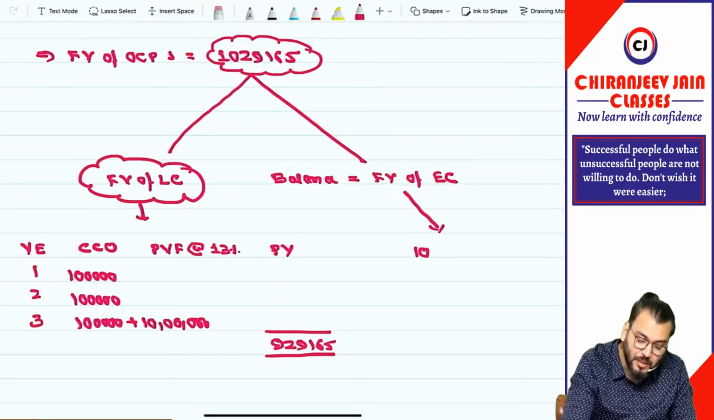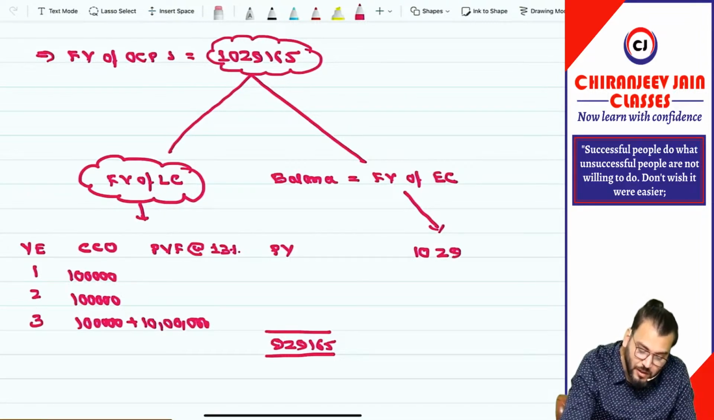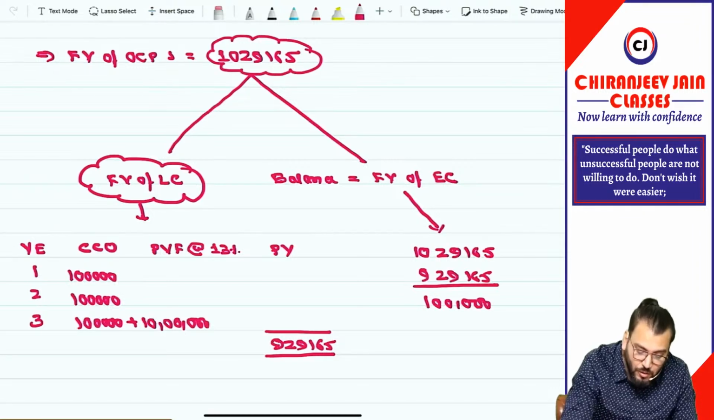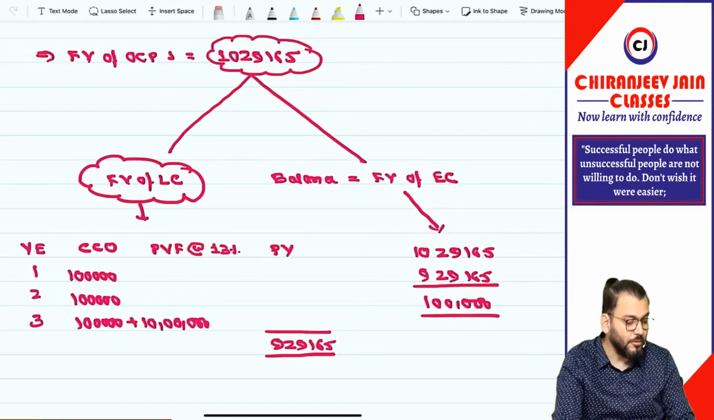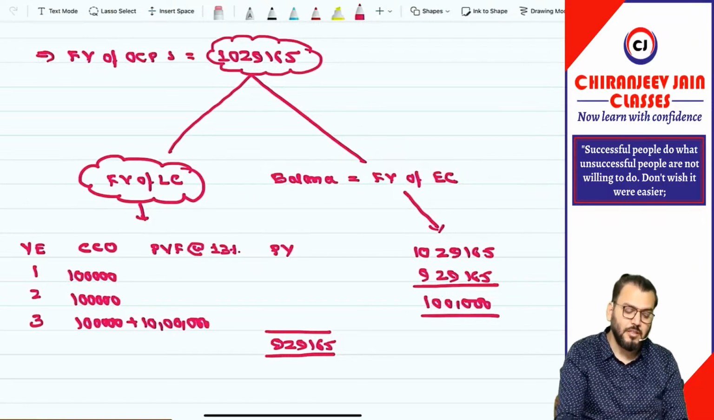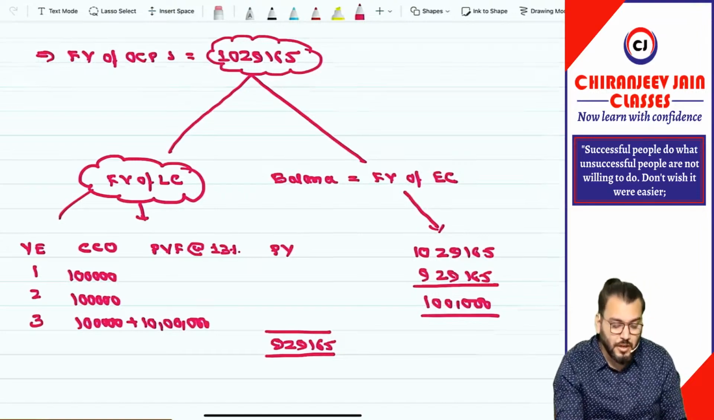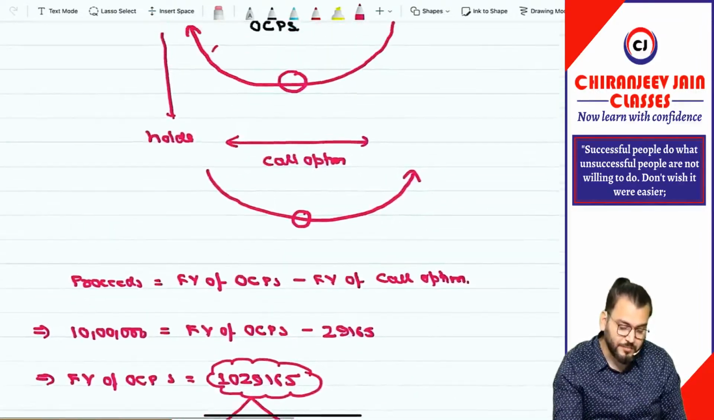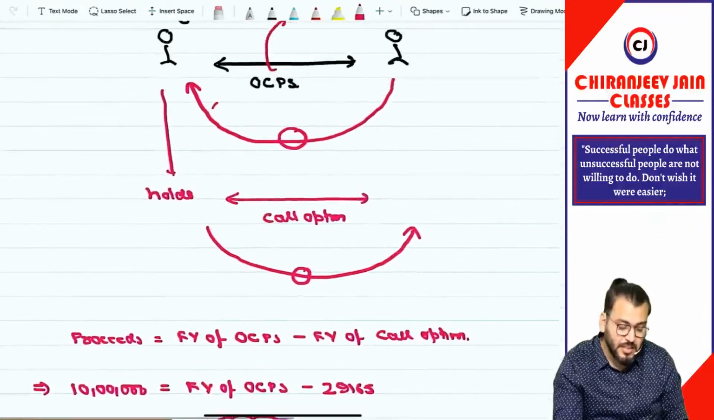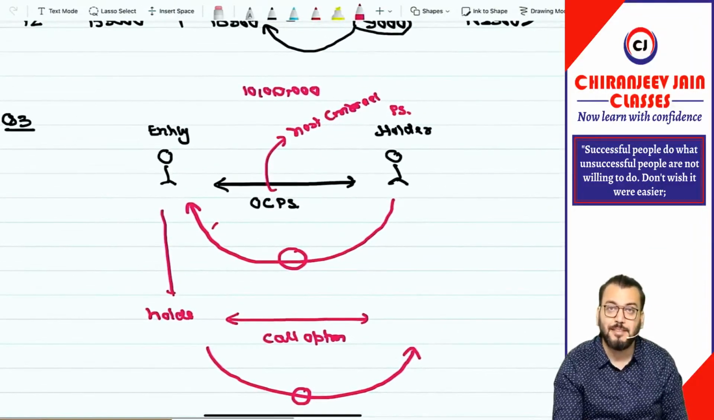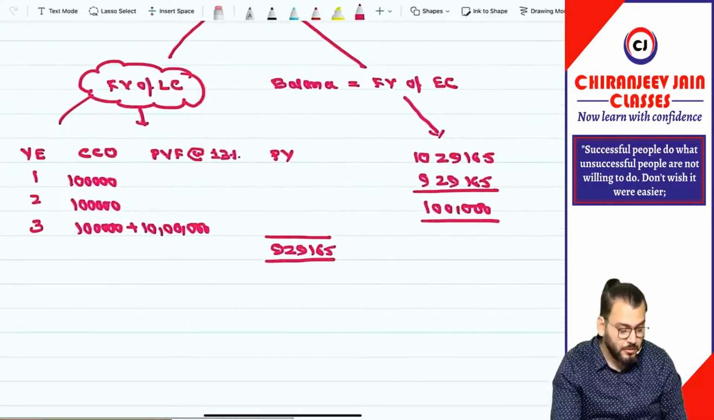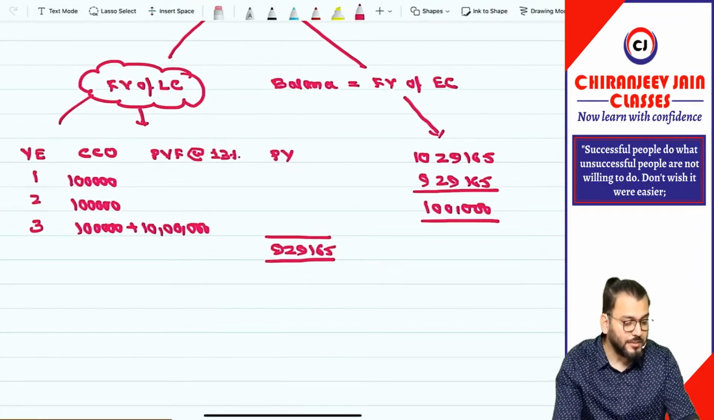So balance portion will be what? Balance portion will be fair value of equity component, that is 10,29,165 minus 9,29,165. The value of equity component will be equal to 1 lakh. Have you understood this? Cool. Simple. Now you can present it properly. First find out this, then apply the equation. Got it now? Have you understood this point? Cool. This question is expected from my point of view. Done? Got it? Yes sir.